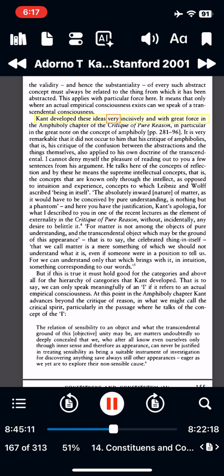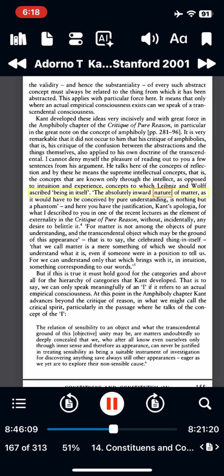Kant developed these ideas very incisively and with great force in the Amphibole chapter of the Critique of Pure Reason, in particular in the great note on the concept of Amphibole. It is very remarkable that it did not occur to him that his critique of amphiboles, that is, his critique of the confusion between the abstractions and the things themselves, also applied to his own doctrine of the transcendental. I cannot deny myself the pleasure of reading out to you a few sentences from his argument. He talks here of the concepts of reflection, and by these he means the supreme intellectual concepts, that is, the concepts that are known only through the intellect, as opposed to intuition and experience, concepts to which Leibniz and Wolff ascribe being in itself.